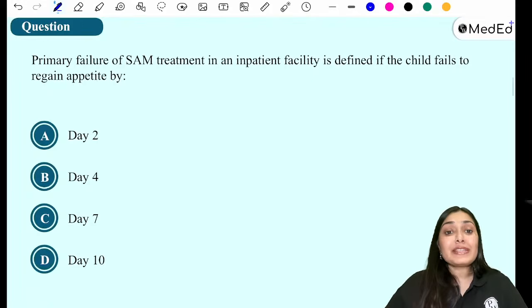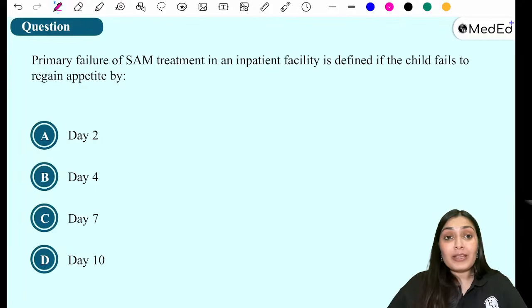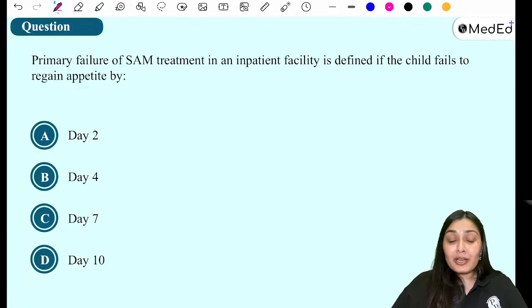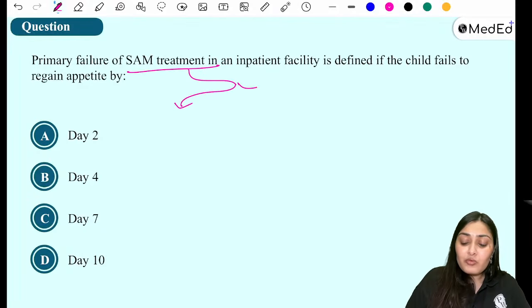Primary failure of the SAM treatment in an inpatient facility is defined if the child fails to regain appetite by day 2, day 4, day 7, day 10. So what the examiner is trying to test over here? The examiner is trying to test whether you know what is failure to respond to therapy in SAM. So whenever we admit a child with SAM, we have two phases of the treatment. Inpatient treatment of SAM has two phases.